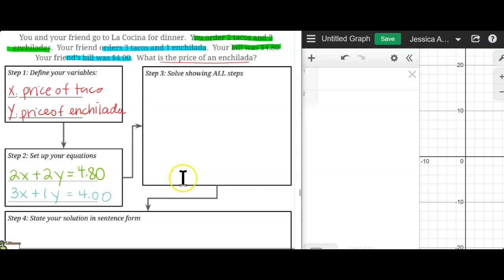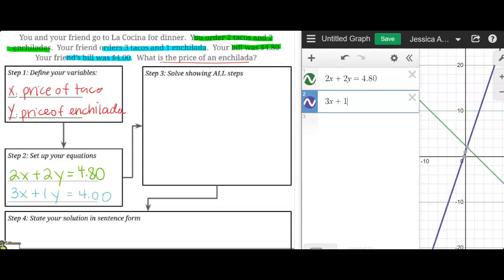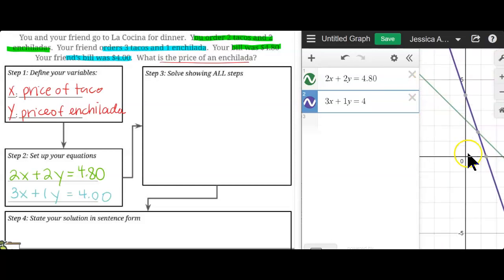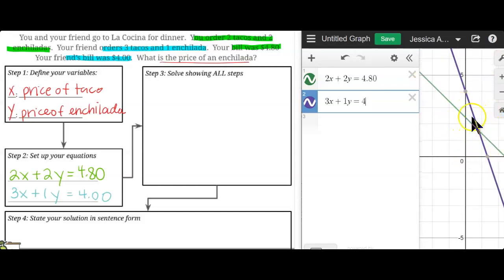Once you have found your equations, then you just type them right into Desmos. So 2x plus 2y equals $4.80. And then on my second equation, 3x plus 1y is equal to $4. Once you have graphed, then you can zoom in if you want, but remember that the solution is the intersection point. So I see that my lines intersect at 0.8 and 1.6.